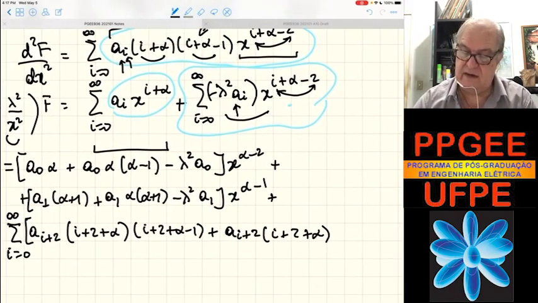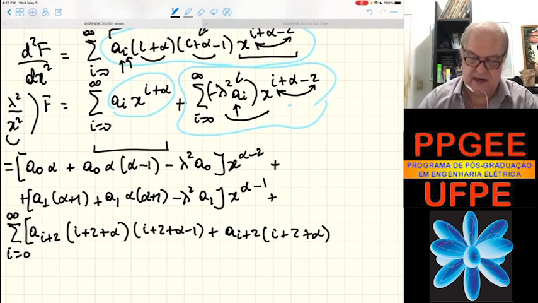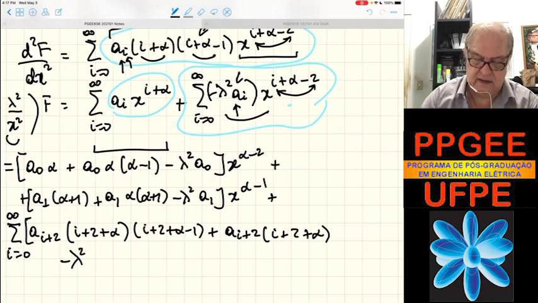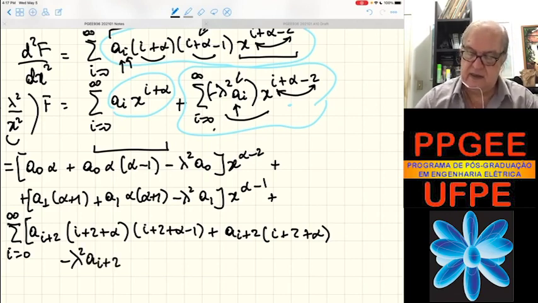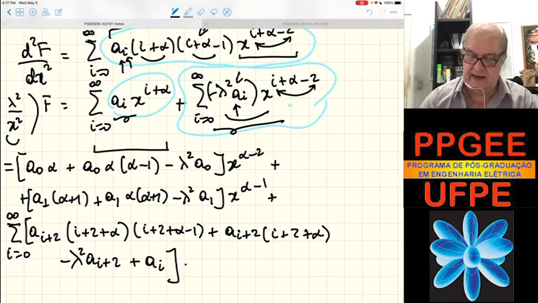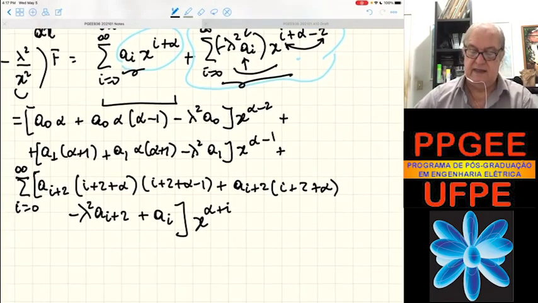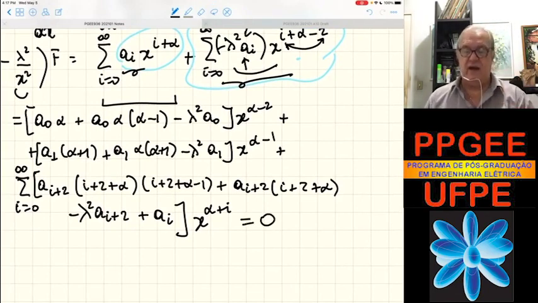Then I'm going to have here i plus 2 as well, minus lambda square a_{i+2}, right? This one here. Then this is going to be a_i here, plus a_i. So everybody x raised to alpha plus i. Then I have to set everything here to 0. So that's where we get our equations.